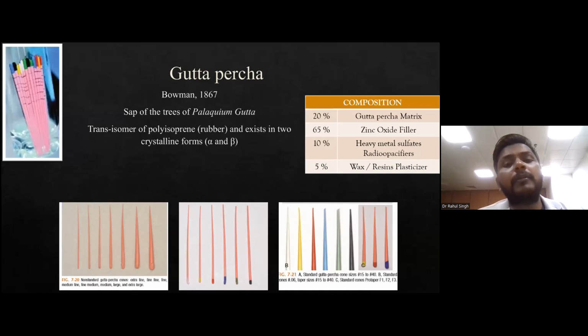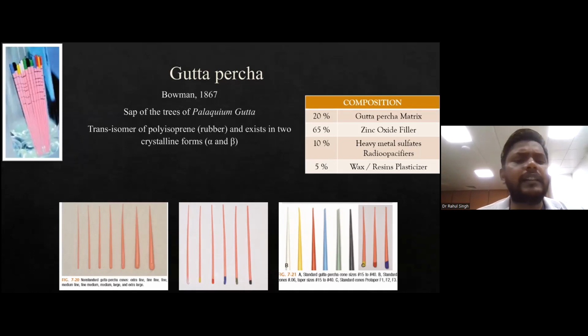So you should keep in mind the clinical tip here: whenever you shear off the gutta percha, always compact it then and there, so that you counteract the shrinkage that is happening. With the help of a plugger, just compact it.